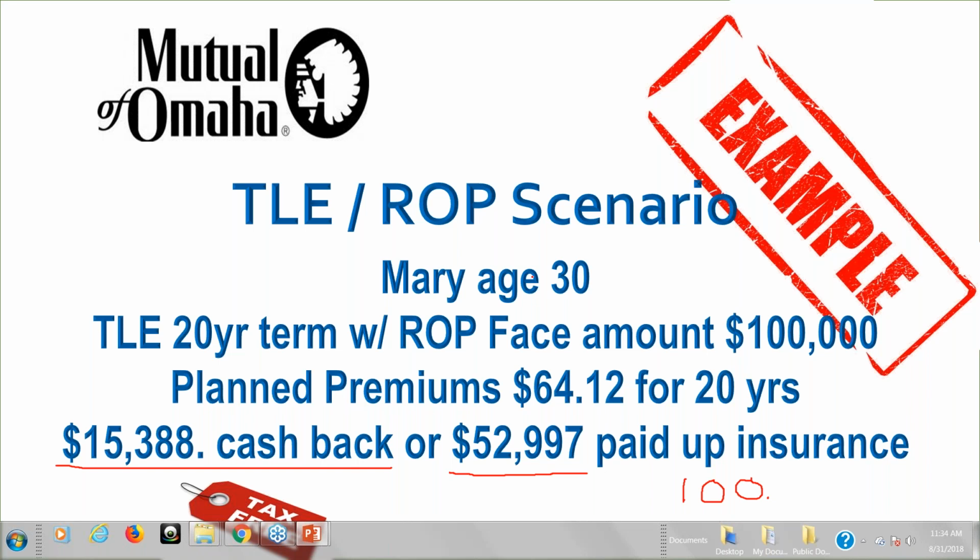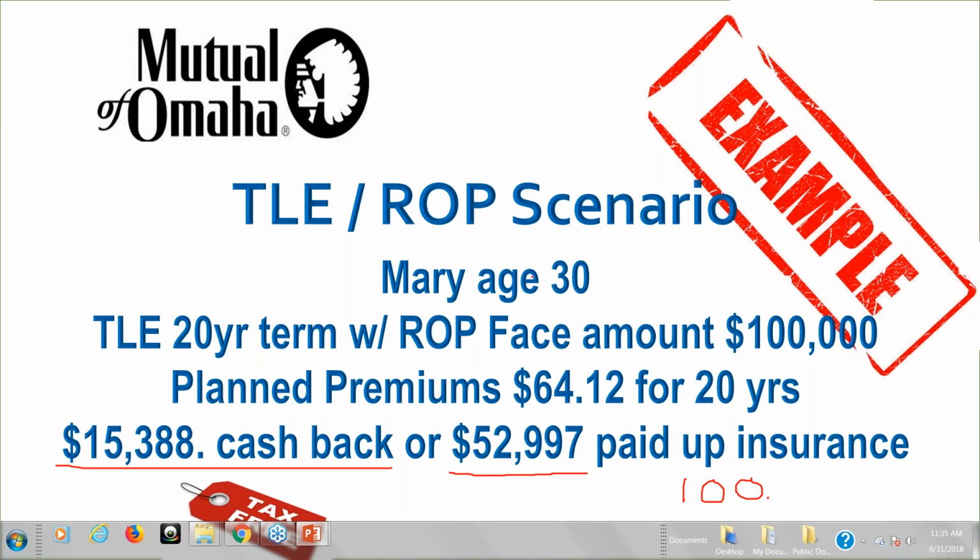And then I show them how much they'll have paid into it, the $15,388. That's what it adds up to, the 6412. And so, you can't go wrong with that. It's something that not a lot of people are doing out there. So you're making it an exclusive product, and it makes it easier to close, because you're not comparing the same product with a different carrier. You're showing them something they've never seen before, and they like it. They love it.